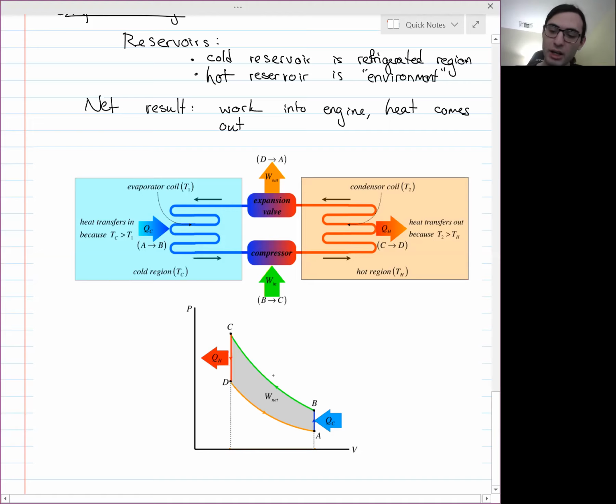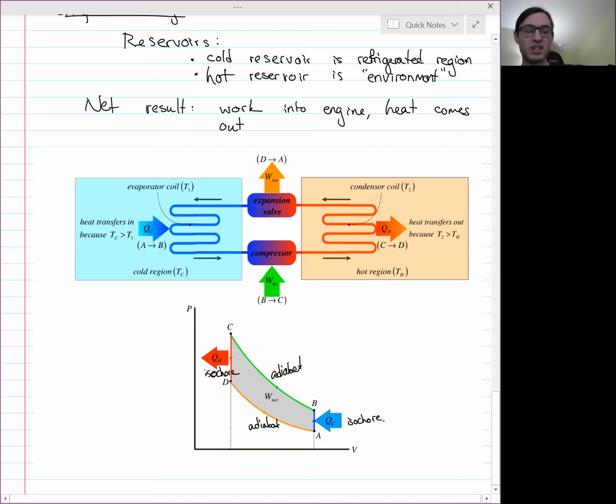And so you have adiabats here, an adiabat here, and then isochoric processes here. And that's how a simple design of a refrigerator works.